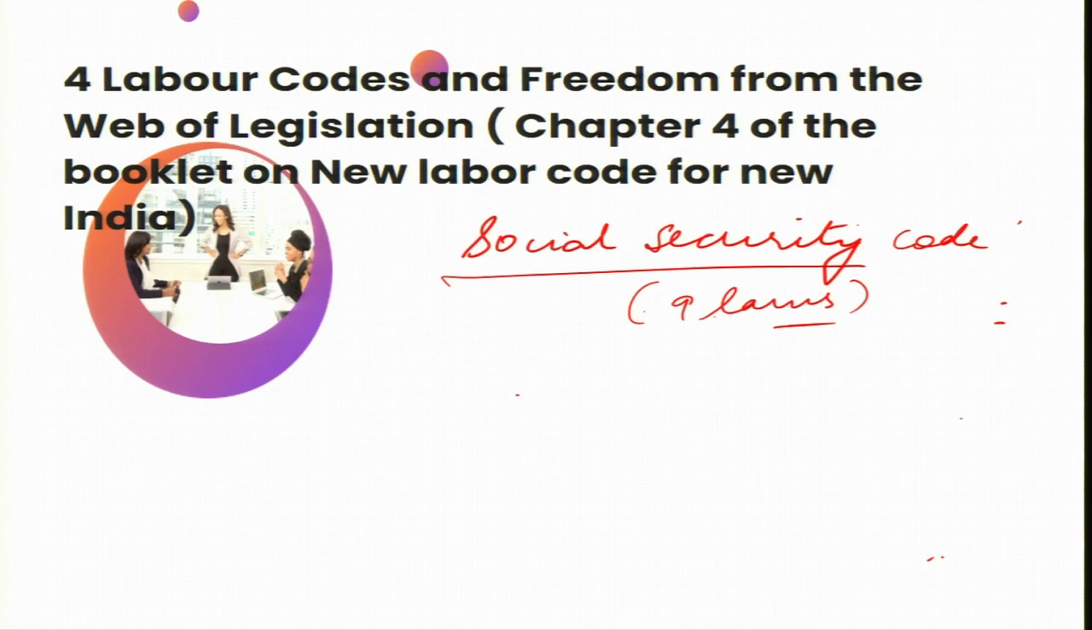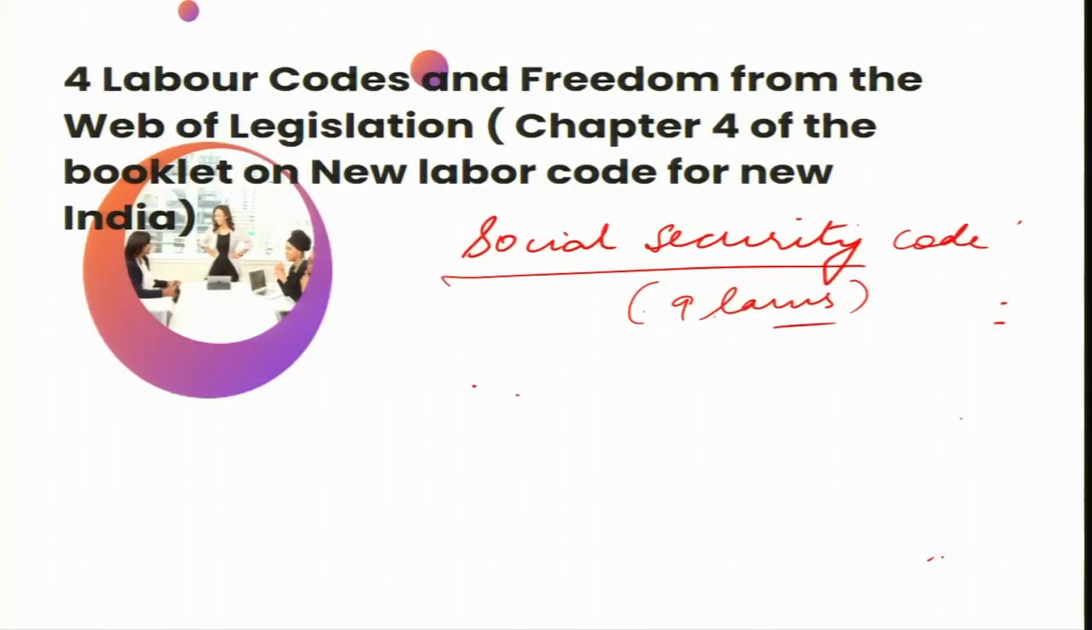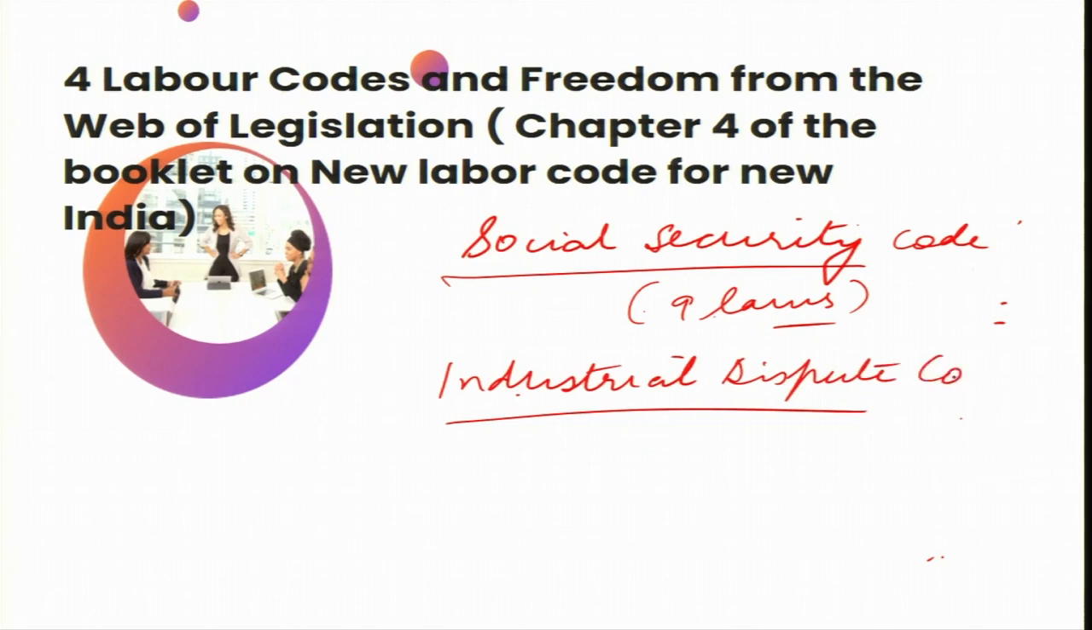We'll be discussing the various laws which have been amalgamated and how they have come under the ambit of one specific code called the Social Security Code. And at last, we have an interesting and very important code, the Industrial Dispute Code 2020. This code is basically the amalgamation of around 3 laws pertaining to industrial disputes.